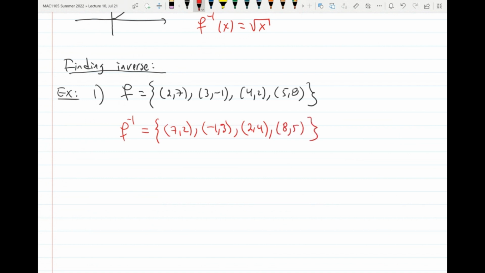In other words, when you're given something like this, once you make sure that it's 1-to-1, to find the inverse, all you have to do is flip the ordered pairs. You just start flipping. Everybody okay with this? So, what is it that we are really doing?